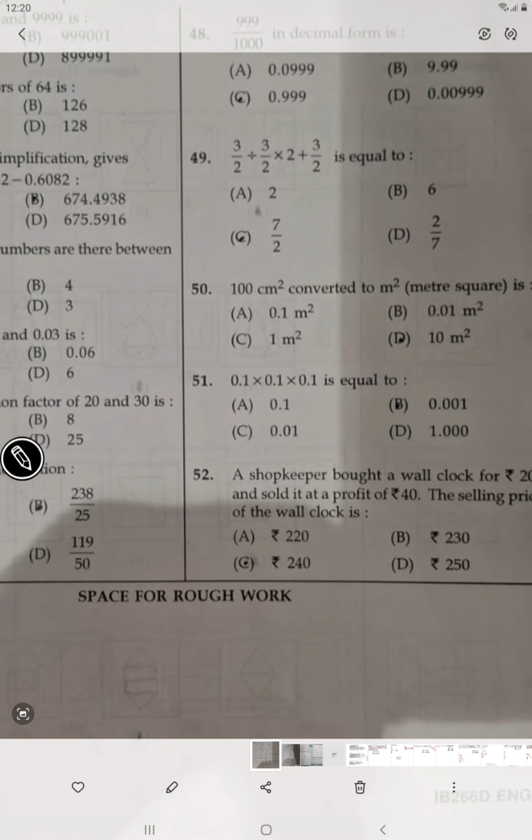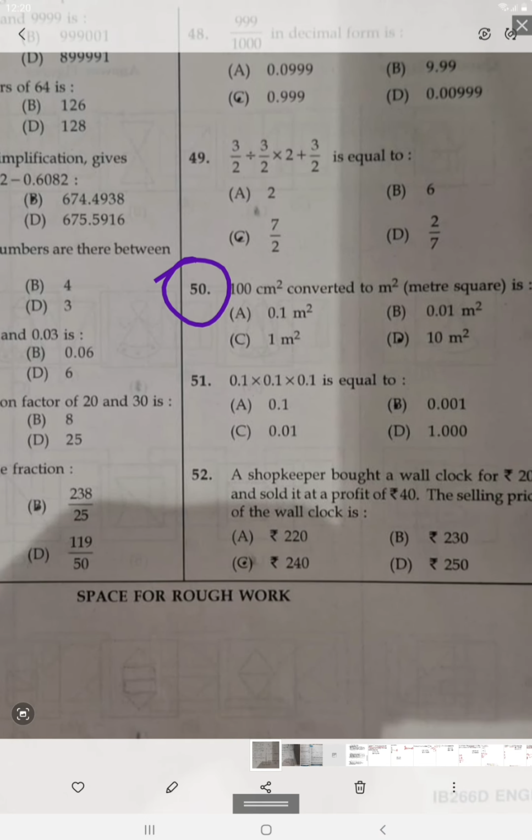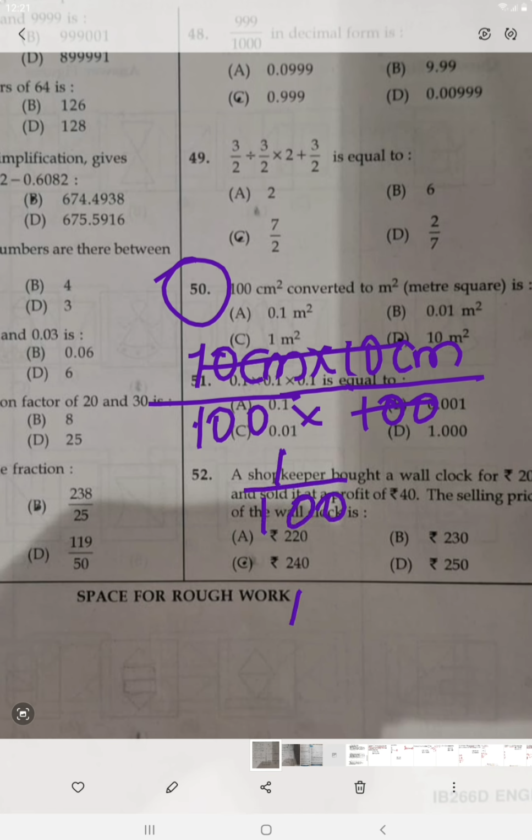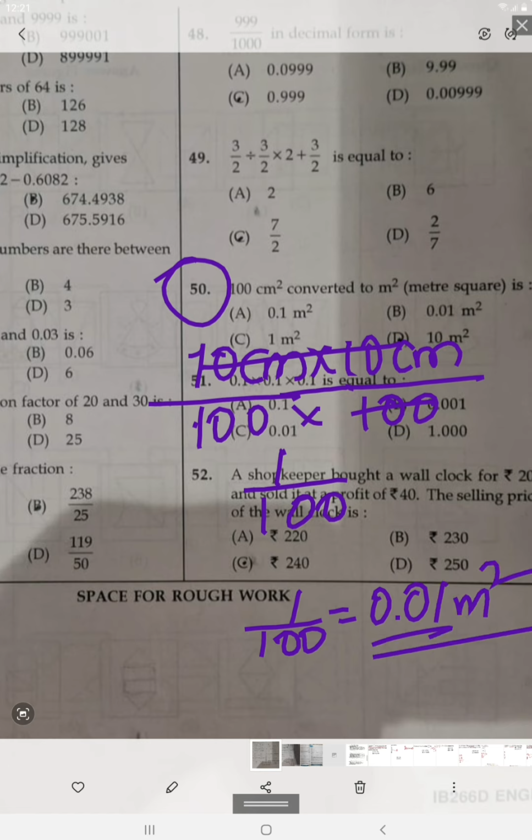So the next question is the 50th question. The 50th question, 100 square centimeter is given. They are just asking us to simply convert it to meter square. So how can we write 100 centimeter square, let us say 10 centimeter into 10 centimeter. You know how to convert centimeter to meter by dividing by 100, right? So here also let us divide by 100. So these 2 zeros gone and these 2 zeros gone, so it will be 1 divided by 100. 1 divided by 100 is the hundredth value, 0.01. This is the answer. 0.01 meter square is the answer. Answer B is the right one.